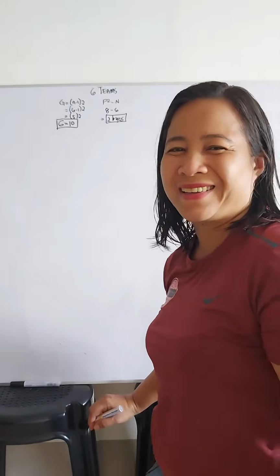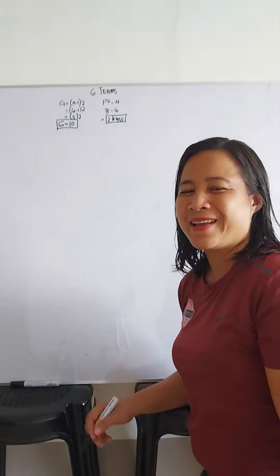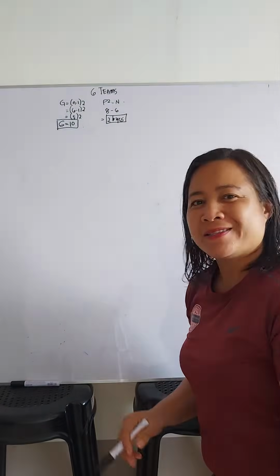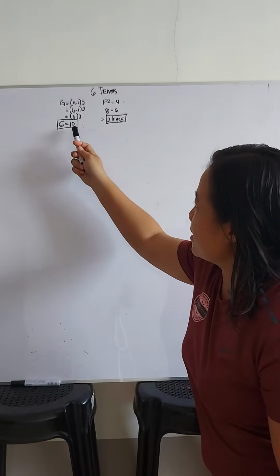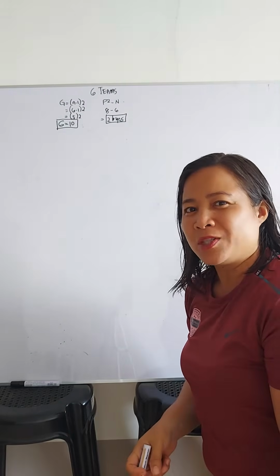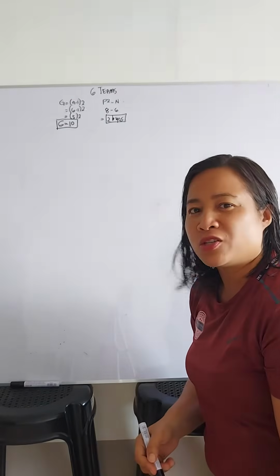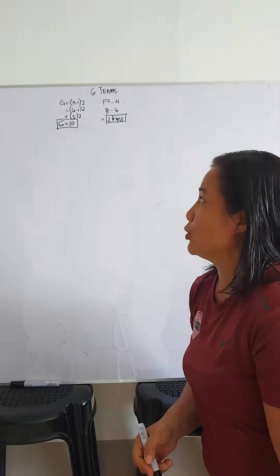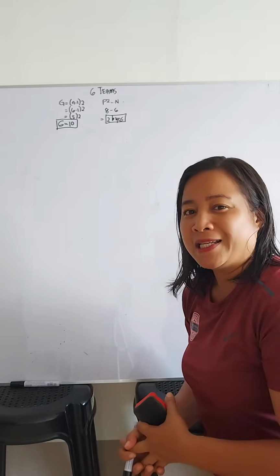Hi, good morning. We are now again in the double elimination. Here we have 6 teams, so G equals (N minus 1) times 2. That is 6 minus 1 times 2, which equals 5 times 2, and so we have 10 games.